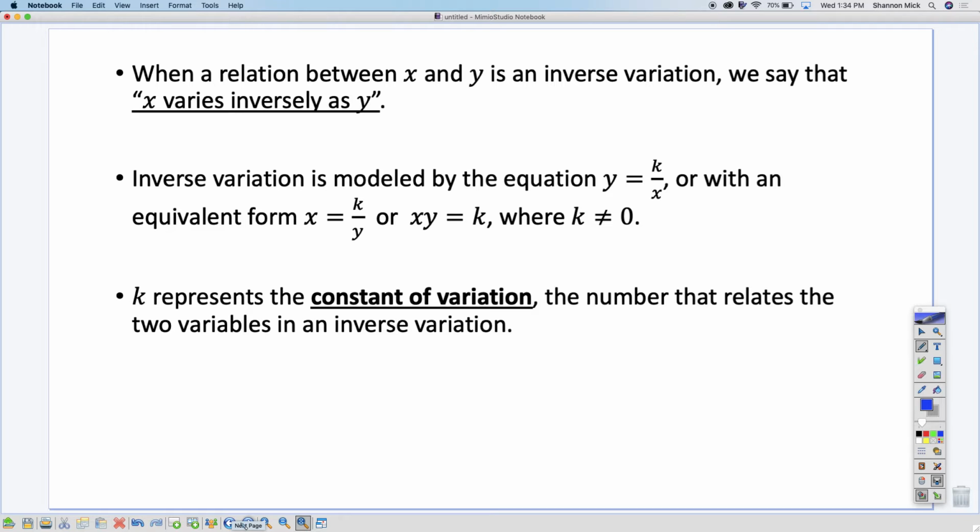Okay, so when a relation between x and y is an inverse variation, we say that x varies inversely as y. That should be 'to' y. I think it's 'to'. Let me make sure, the book may say something else. I would say x varies inversely to y, but we'll see what they say.